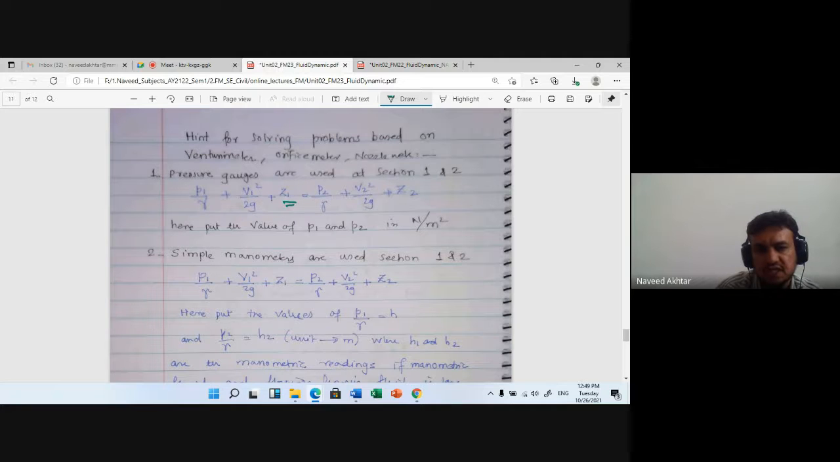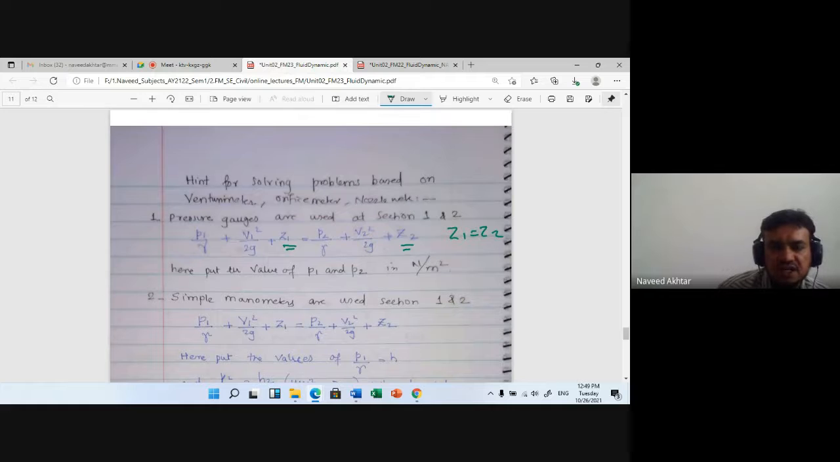Due to horizontal, Z1 is equal to Z2. So if they are at the same level, there is no need of this term. Okay. So here you can put the values of P1 and P2 in newton per meter square, and you can find out the velocity by using the continuity equation and Bernoulli's application. The continuity equation of flow is nothing but Q1 is equal to Q2, or you can write A1 V1 is equal to A2 V2. Based on that you can easily find out the velocity.